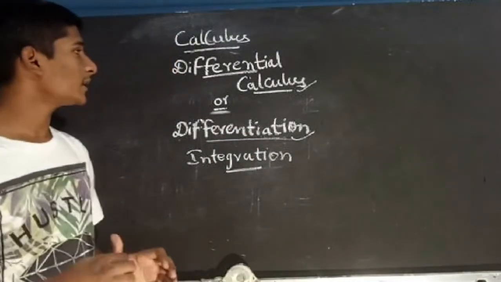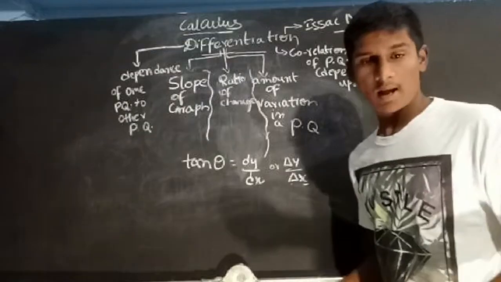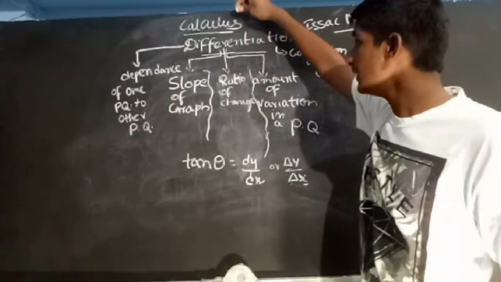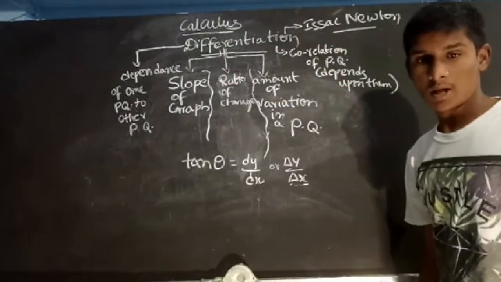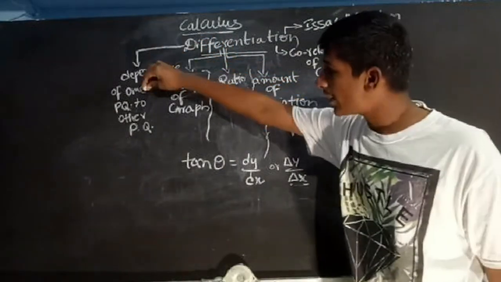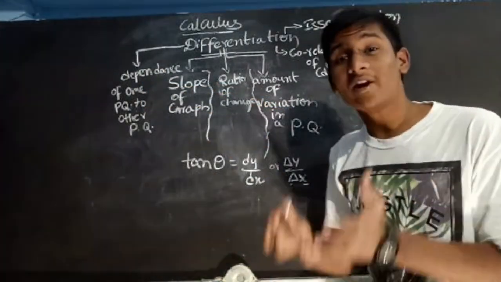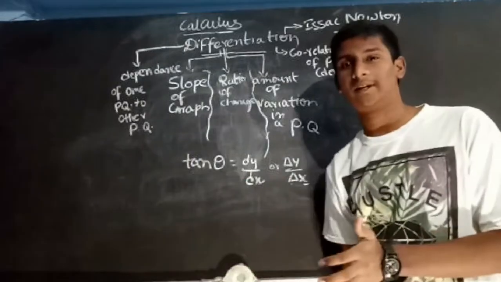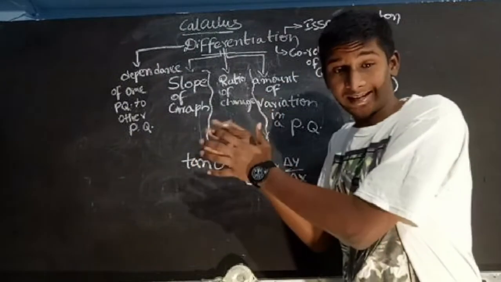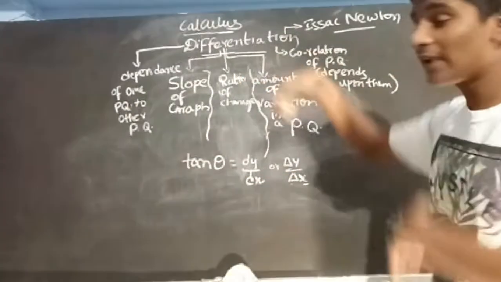So what is meant by differentiation? Now we are learning about the unit called calculus, and in this we are learning about differentiation. So what is differentiation? Differentiation is the dependence of one physical quantity on another physical quantity. Means how a physical quantity depends upon another physical quantity. This dependence of this nature, that nature, we can see in differentiation.